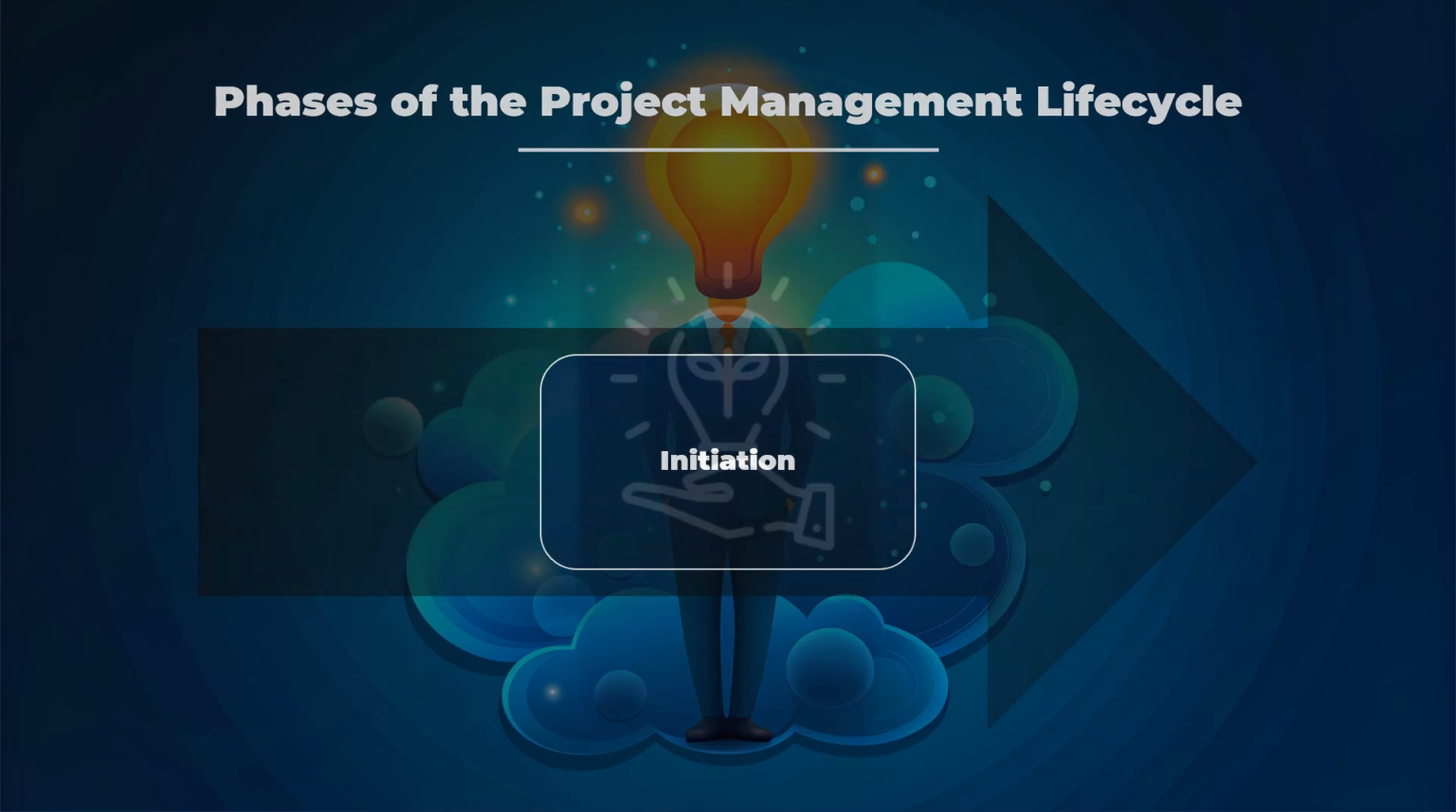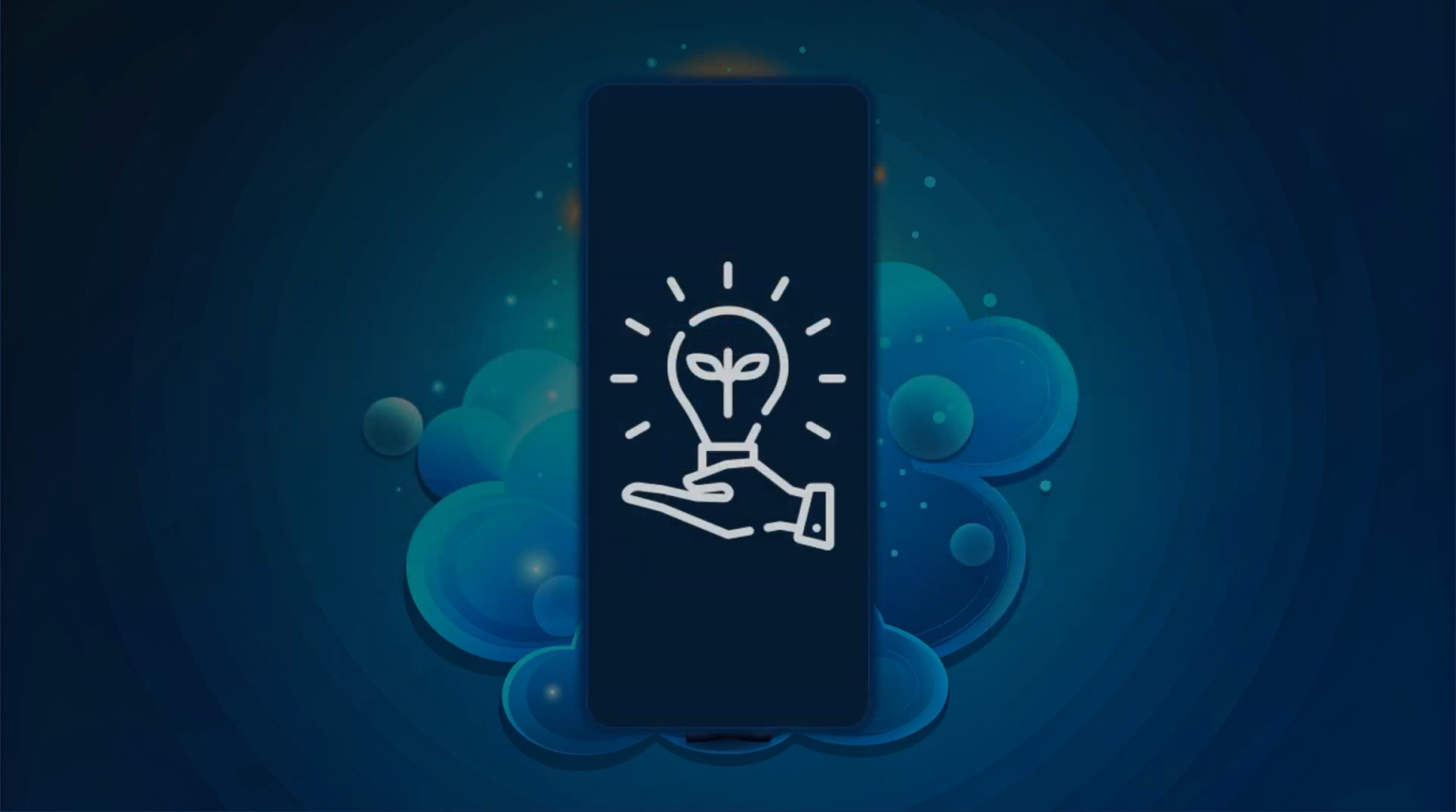Initiation. The initiation phase is the starting point of a project. It involves identifying the need for the project, defining its objectives, and determining its feasibility. During this phase, project managers work closely with stakeholders to understand their requirements and expectations.